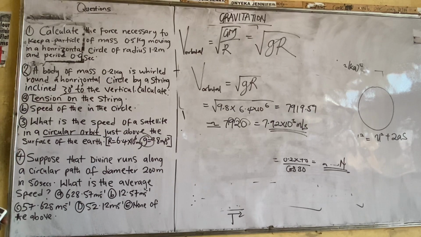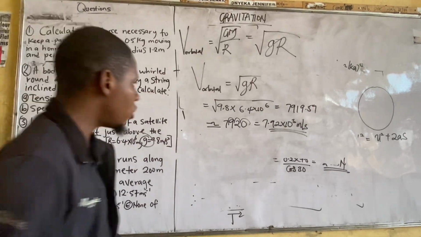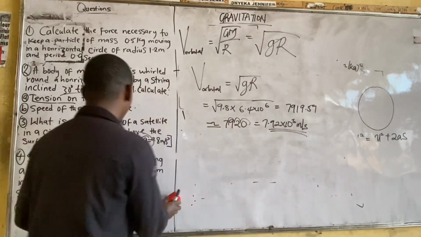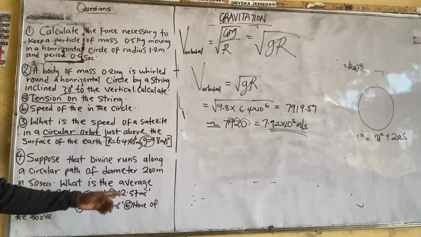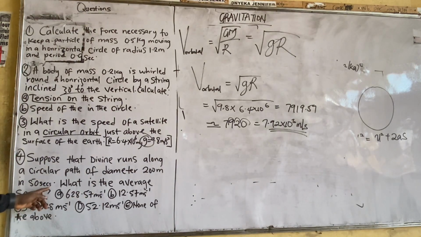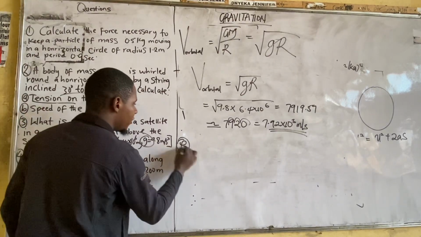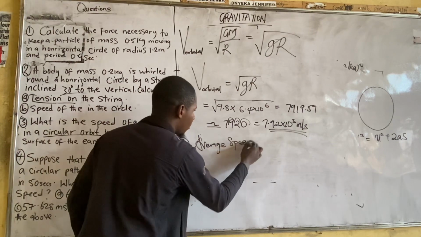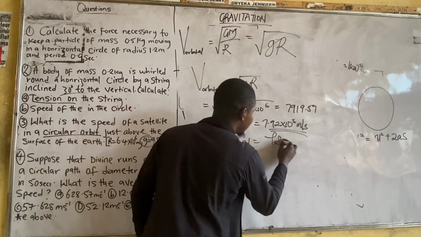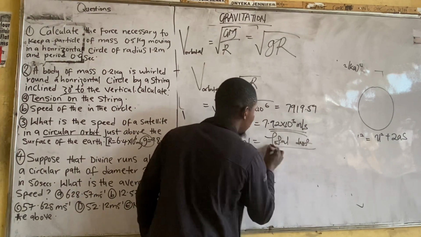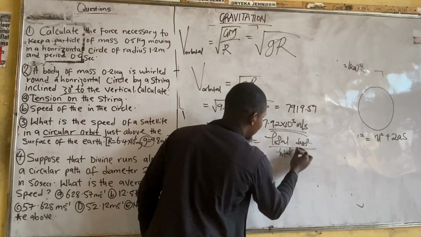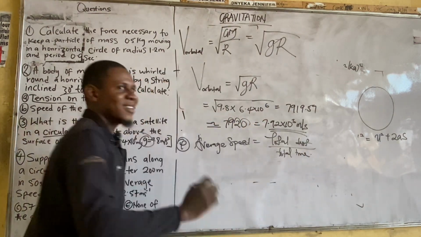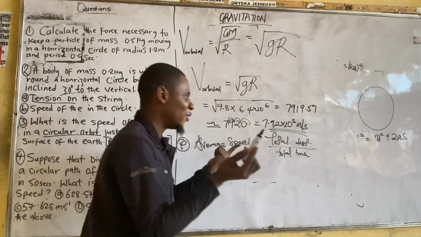Number 4 says, suppose that Divine runs along a circular path of diameter 200 meters in 50 seconds. What is the average speed? You remember today that average speed is equal to the total distance over the total time taken to cover this distance. In a circular path, what is the total distance?